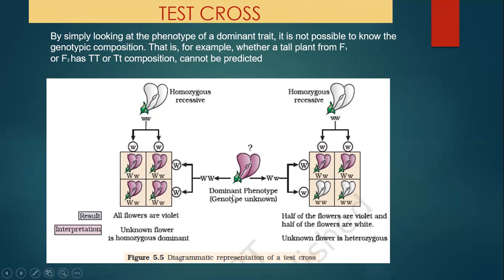But in this case, if you are doing a cross of this purple flower with a homozygous recessive parent, then you will see that the offsprings show the dominant trait and the recessive trait in the ratio of 1:1.